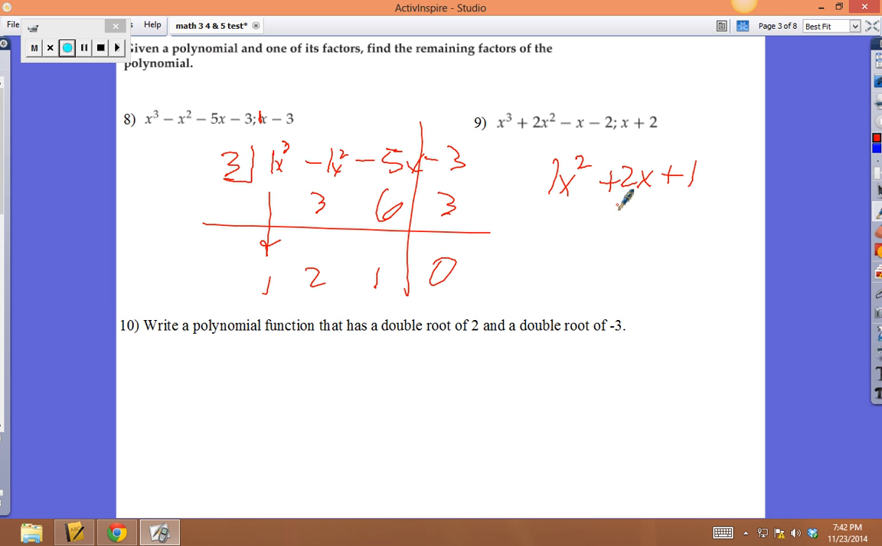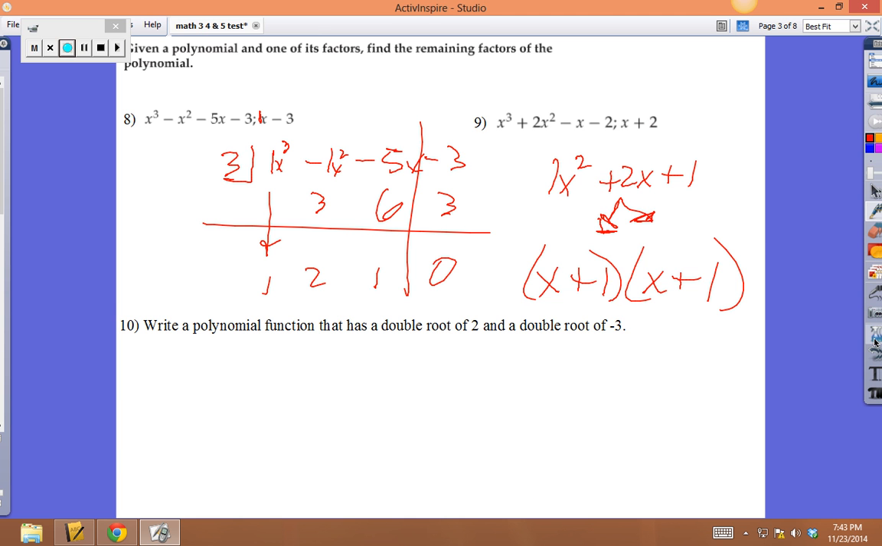But the question is, can you break that down? Does that factor down into something even smaller? And yes, it does. What's going to times and give you x squared, x and x? What times is this? Gives you 1, adds and gives you 2, plus 1, plus 1.